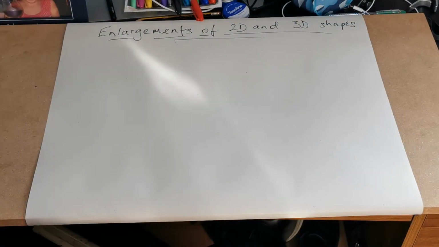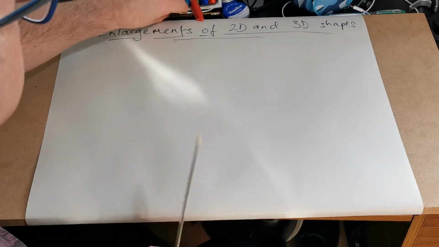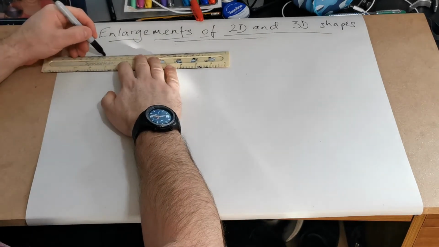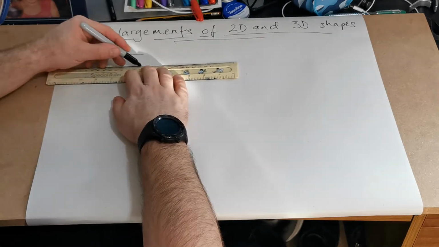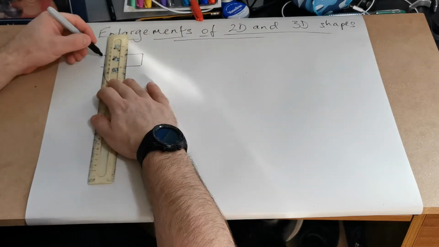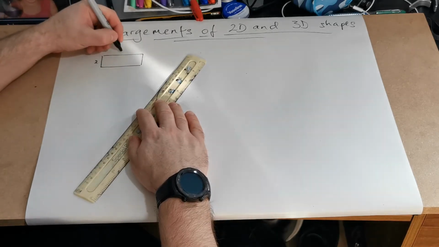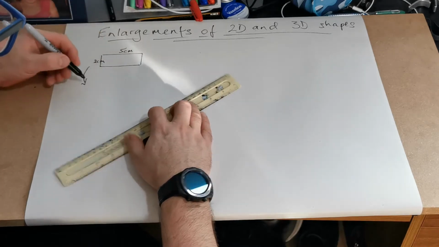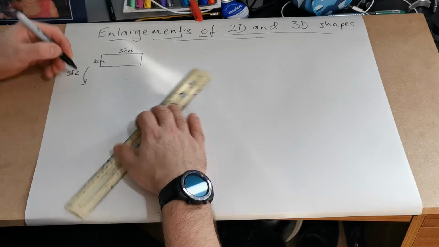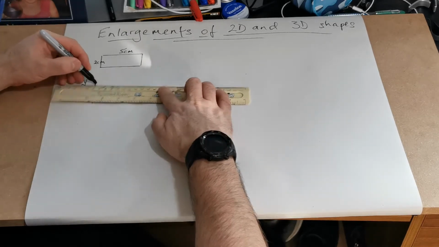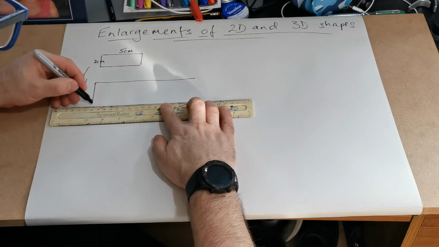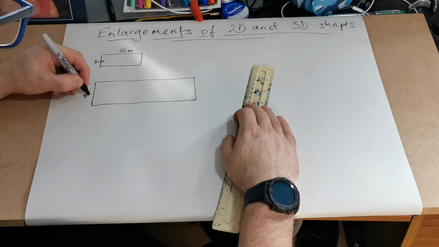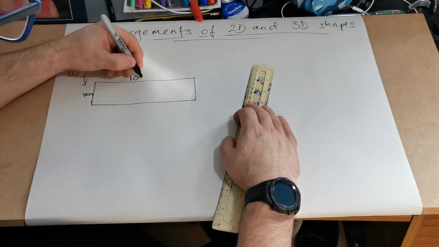Hi guys, today we're going to continue our theme of enlargement, and it's just a brief thing to have a look at what happens to a 2D and 3D shape. Now if I started off with a rectangle that was 2 centimetres by 5 centimetres, and then I enlarge it by a scale factor of 2, I now get 4 centimetres and 10 centimetres.